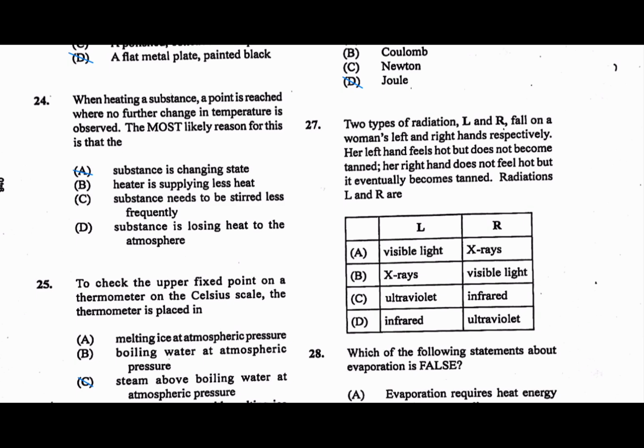So if it becomes tanned, we're talking about cell damage there. Think about it. When you go in the pharmacy to buy sunscreen, doesn't the sunscreen protect you against being tanned? And the reason for that is because sunscreen protects you from the ultraviolet rays. So your answer is D. Right? So L is infrared and R is ultraviolet.